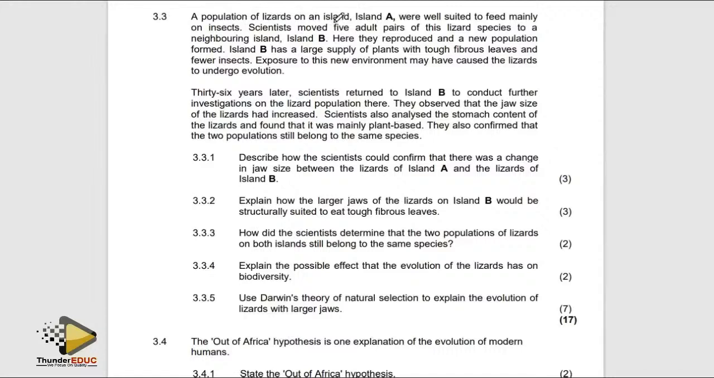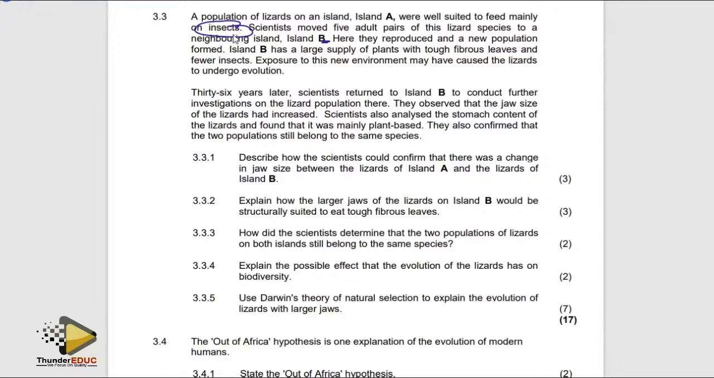A population of lizards on island A were well situated to feed mainly on insects. So it means that these were feeding on insects. Scientists moved 5 adult pairs of the lizard species to the neighboring island. They are saying island A, island B. Here they reproduced and a new population formed.